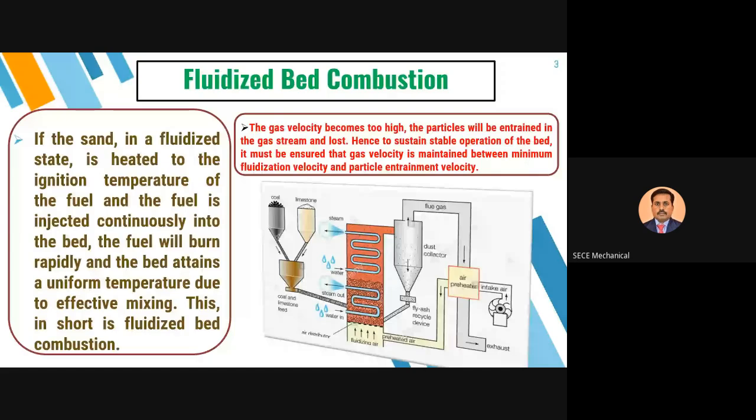So in this fluidized bed combustion, we are supplying air along with your coal and limestone. So the coal is converted into a fluidized state. Due to that, a continuous uniform temperature is maintained in the furnace area. With the help of that, we can maintain uniform steam generation and produce power. So that is the concept behind fluid bed combustion.